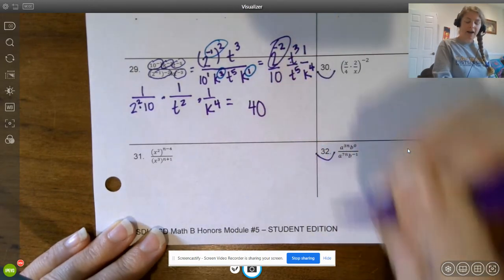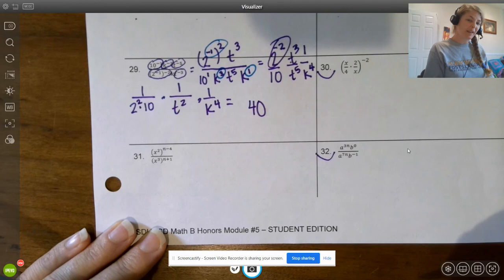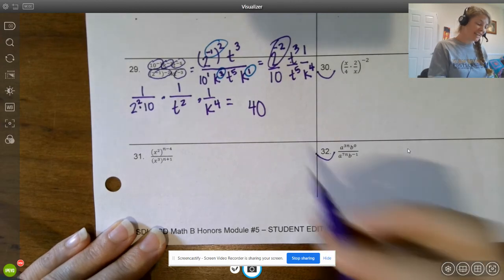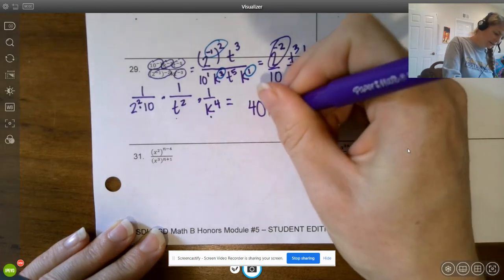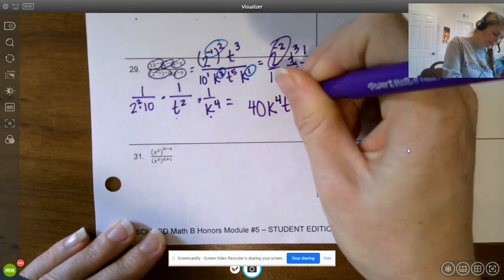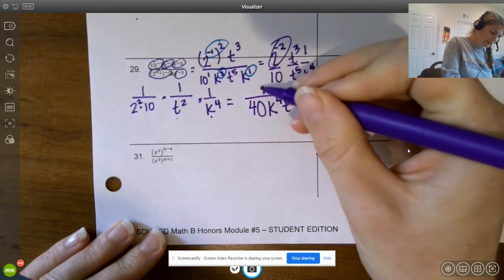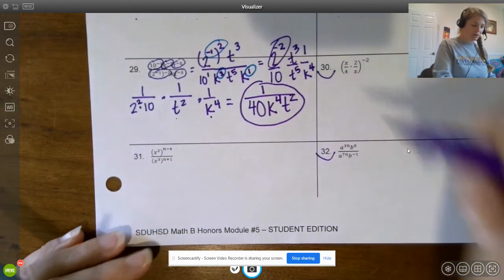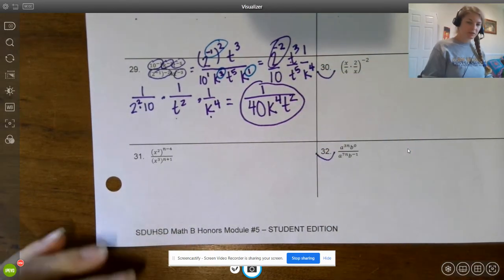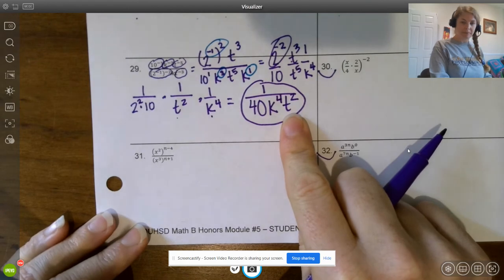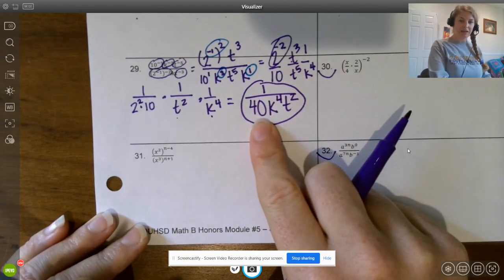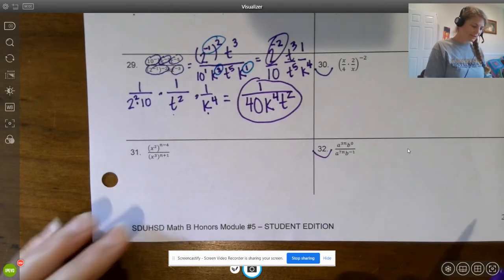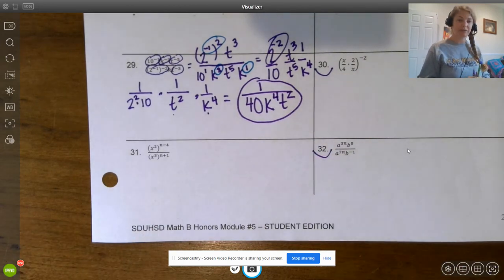Make sure these are in alphabetical order. So A, B, C, D, E, F, G, H, I, J, K, L, M, N, O, P, Q, R, S, T. So K is going to go first, K to the fourth, T to the second, all in the denominator over 1. So again, when we are writing our answers, we want our variables to be in alphabetical order, our coefficients or numbers to be in front. Awesome. So that we know is in simplest form.